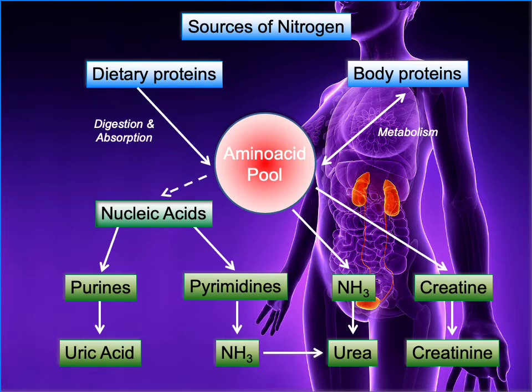Nucleic acids can be divided into 2 groups, purines and pyrimidines. You should recall that there are 4 nitrogenous bases that comprise the nucleotides and are adenine, thymine, guanine, and cytosine. Adenine and guanine are purines, while thymine and cytosine are pyrimidines. When nucleic acids are metabolized, such as by normal cell turnover, the purines are metabolized to uric acid, while the pyrimidines are metabolized to ammonia.